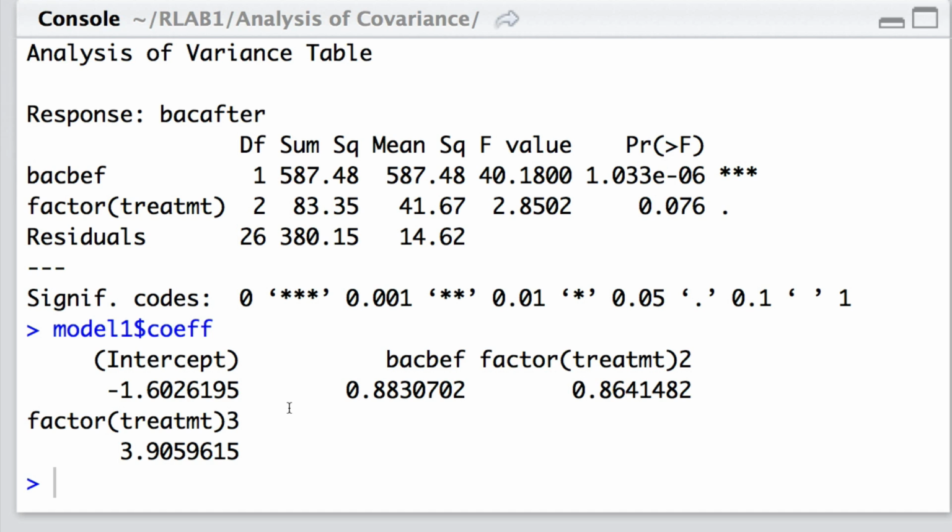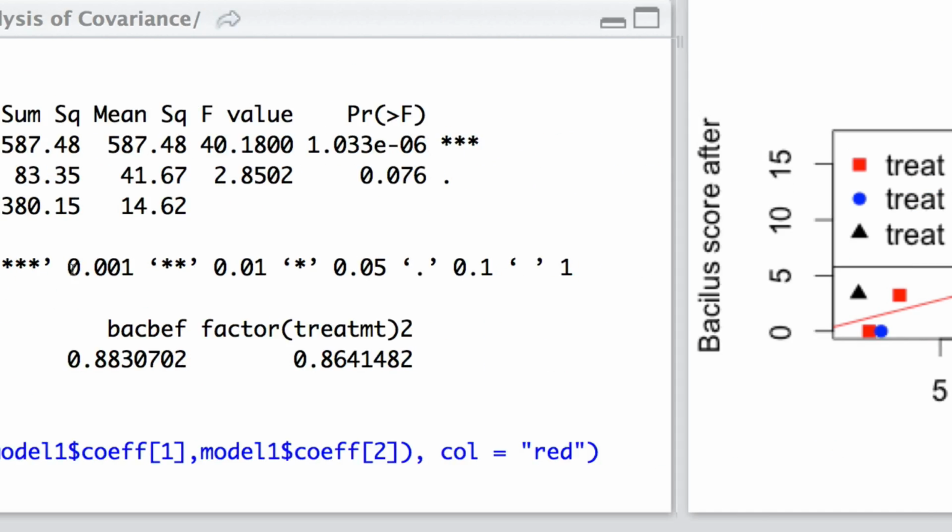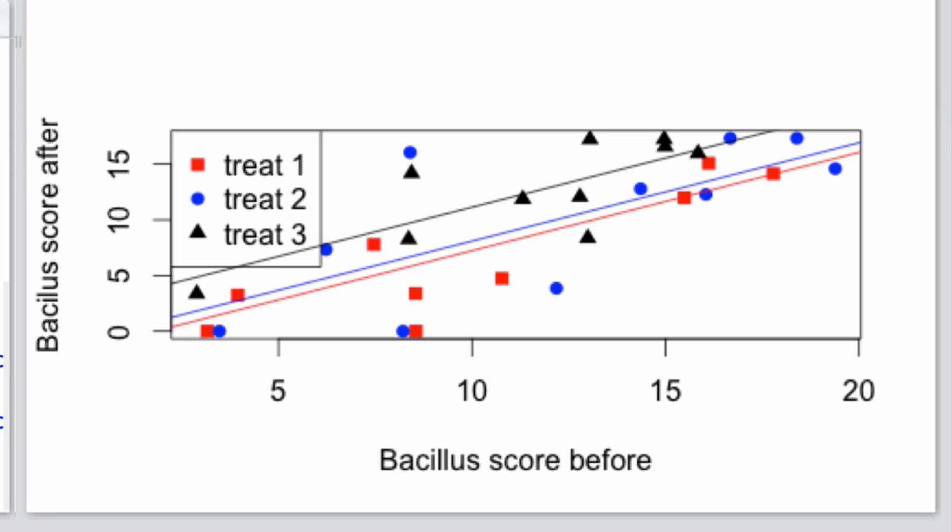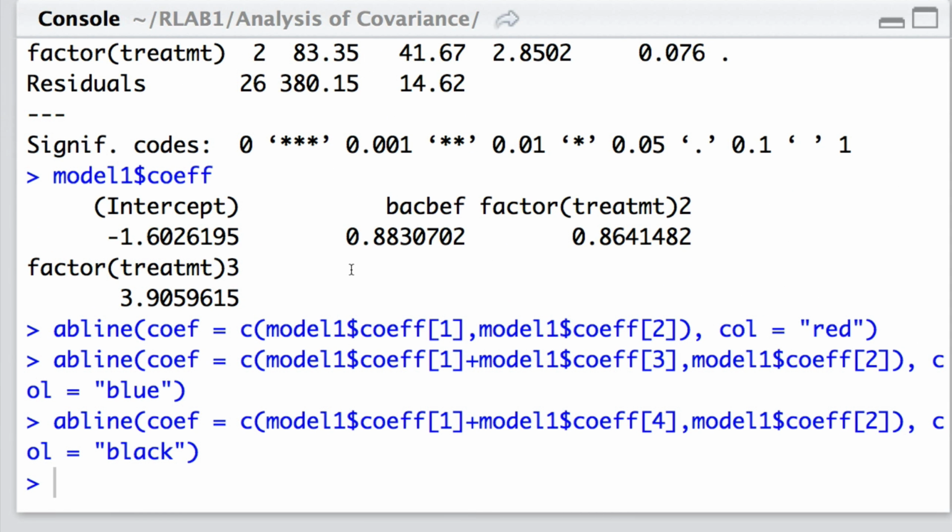Okay, let's move on and fit those lines to the data. So first of all, we can fit the first treatment, then the second, and the third to the data simply by drawing lines with those estimated coefficients, and you'll notice that the fitted lines in these cases are all assumed to be parallel and that they have a common gradient of 0.8830.